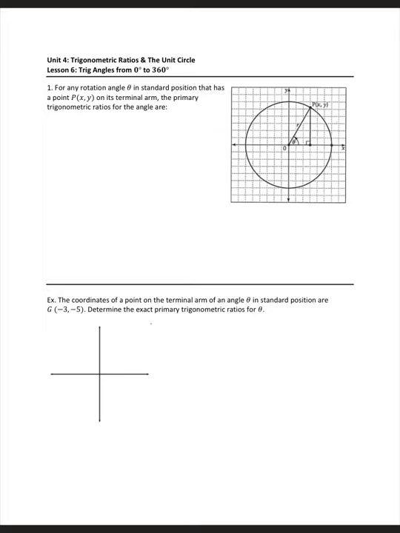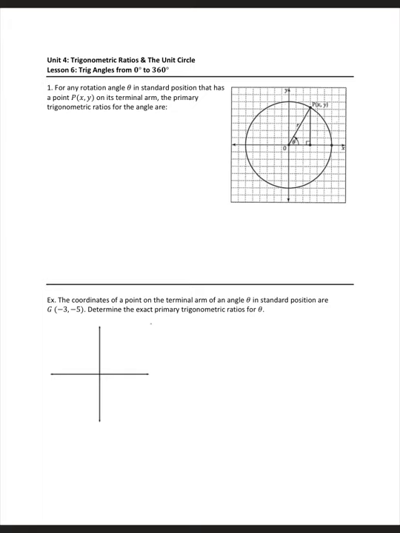Good morning, everyone. Today we're doing Unit 4, Lesson 6, Trig Angles from 0 degrees to 360 degrees. So yesterday we began looking at these angles on the Cartesian plane from 0 to 360 degrees, and today we're going to continue exploring those and discuss how they relate to those primary trigonometric ratios, so sine, cosine, and tangent.